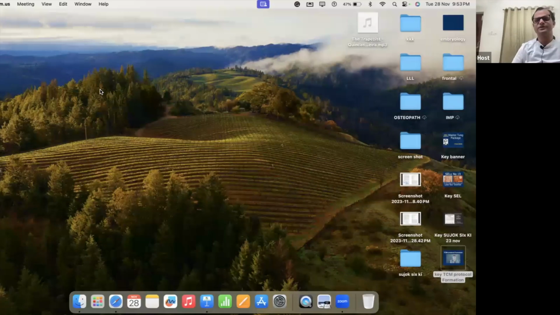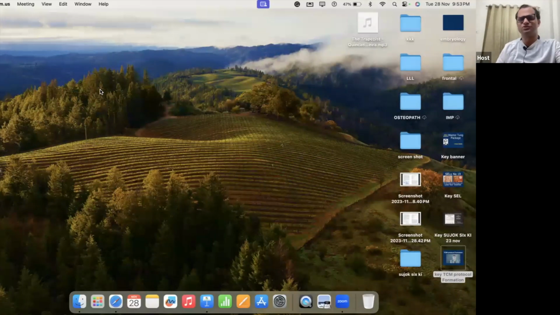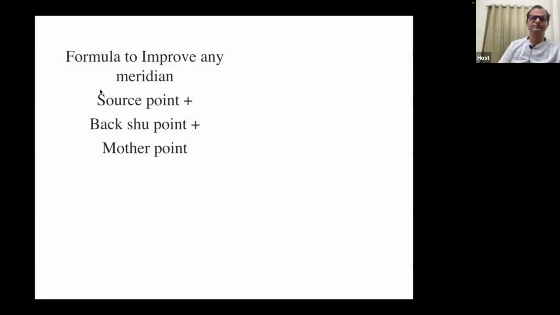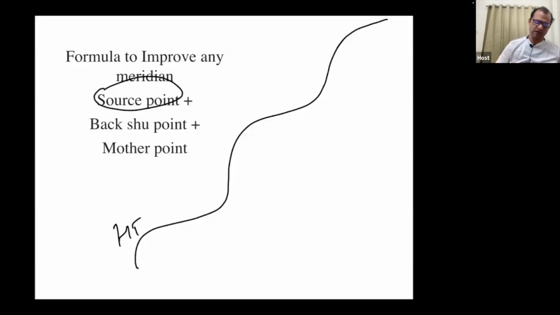That's it. So why am I discussing this? Because after that, if I discuss protocol formation with you, you should have some ideas about why these points are being taken. So the formula to improve any meridian: source point. For example, if we talk about the heart, this is the heart meridian. And this is heart 7. Heart 7 is called the source point or the yuan source point.